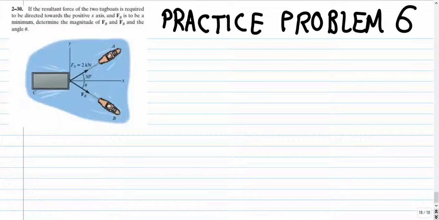Alright, so there are a couple of conditions in this question. The first condition is that the resultant force of these two forces has to be horizontal in the direction of positive x-axis. In other words, the resultant force has to be somewhere along this line. So Fr, or the resultant force, has to be along positive x-axis.